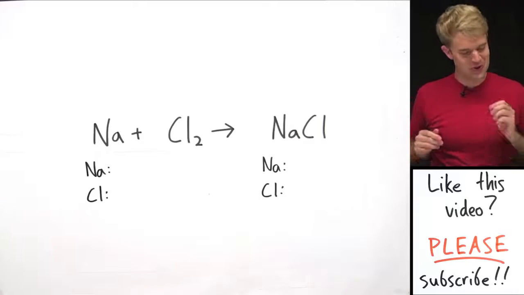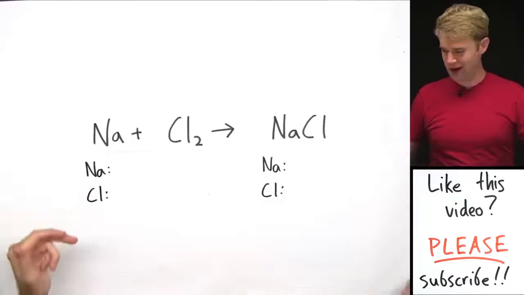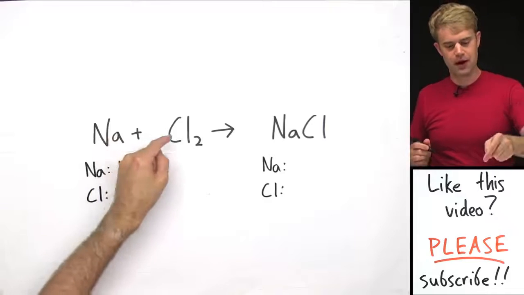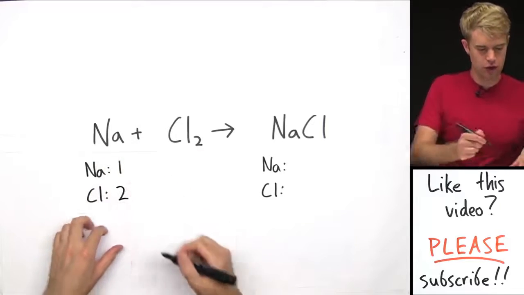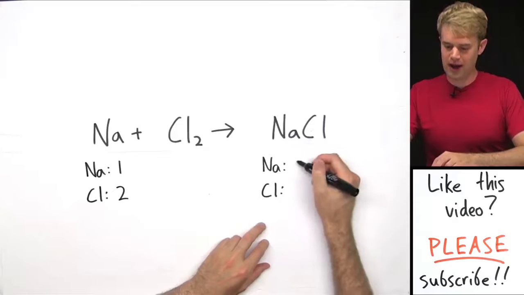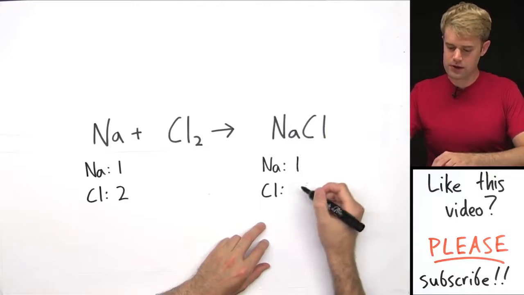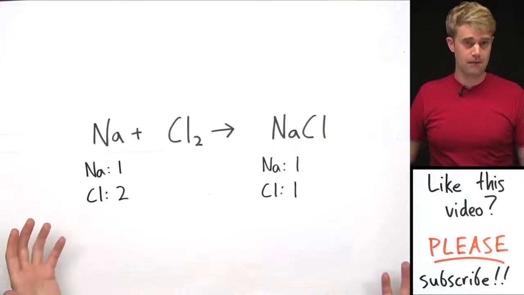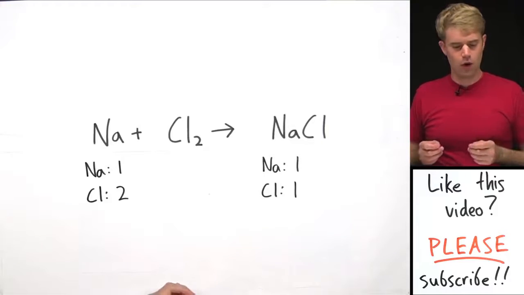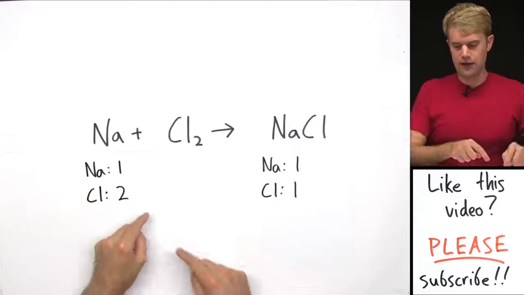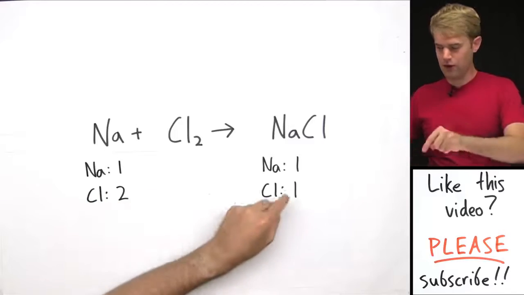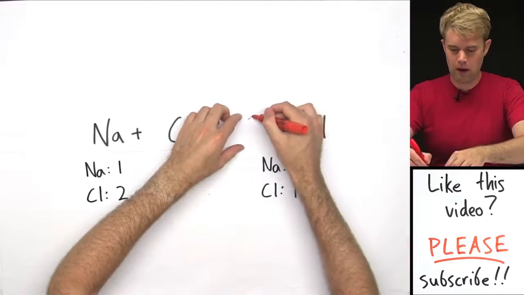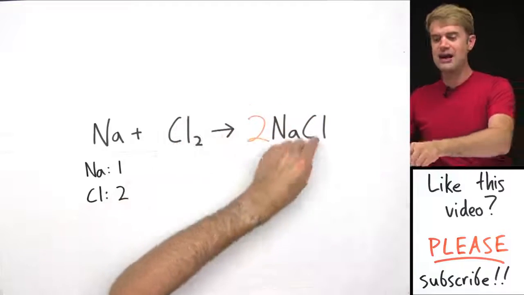Okay, so this one here has sodium and chlorine. Over here we got 1 sodium and we have Cl2. We have 2 chlorine atoms. Over here we have NaCl, so we have 1 sodium, 1 Na, and 1 Cl. Okay, how am I going to start? Well, I have more chlorine on this side. I have 2 over here and I only have 1 here. Okay, so I can start out by putting a 2 in front of NaCl.